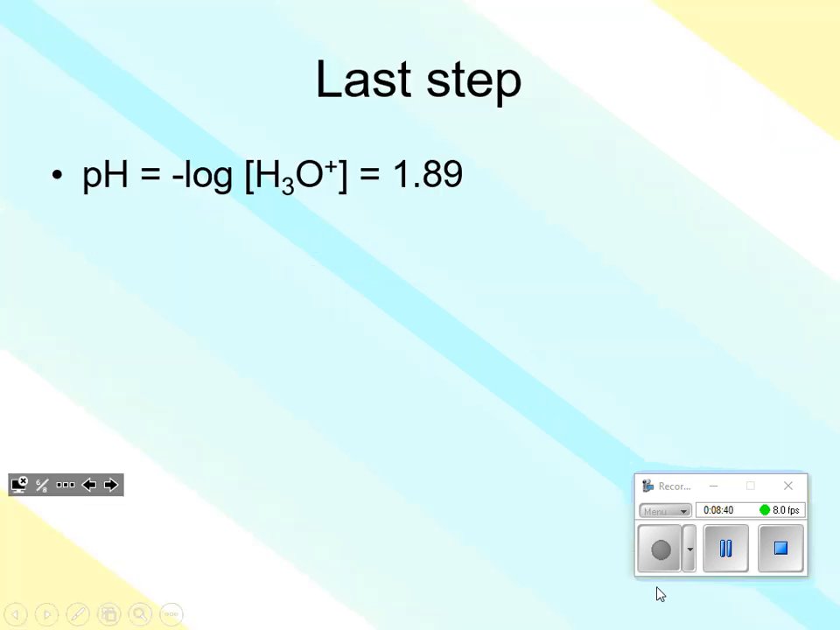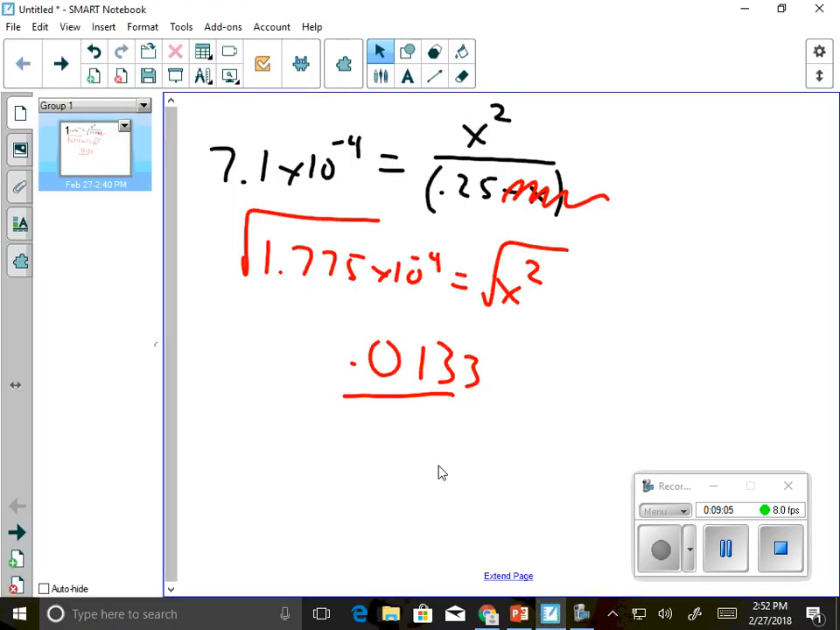Now, if we do our last step, we still have to solve for the pH. So if I have my x value of 0.013, and I take the negative log of that, I get 1.89 for the pH. And this is where some of you might say, but wait a minute, why do I have 2 sig digs in 0.013, but I have 3 sig digs in the 1.89? So let's go back to this value again and go over that.